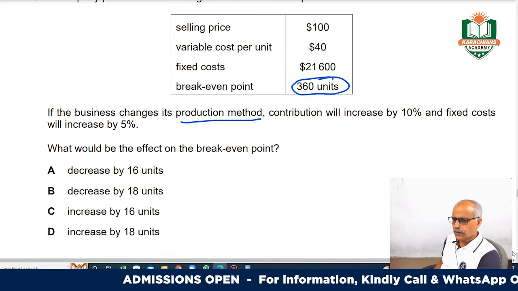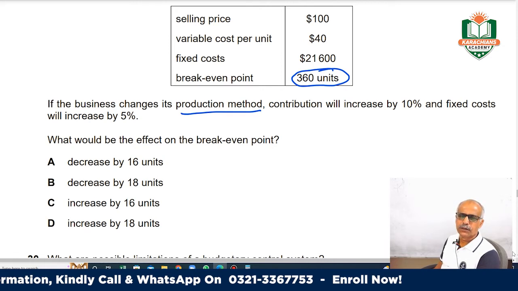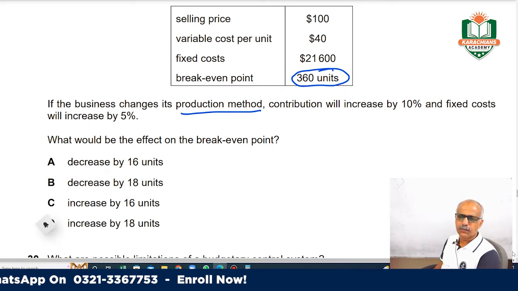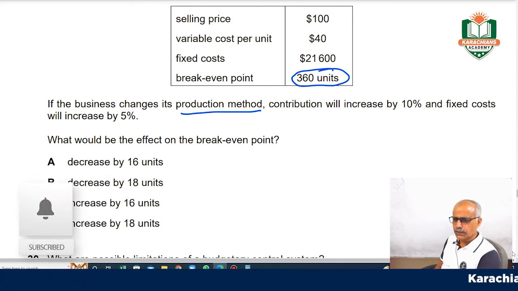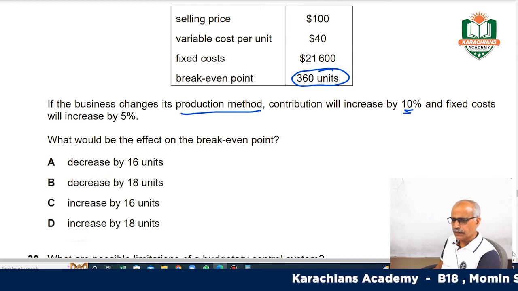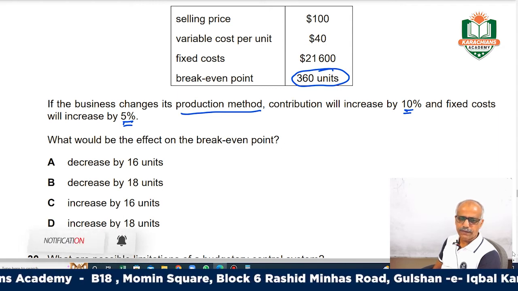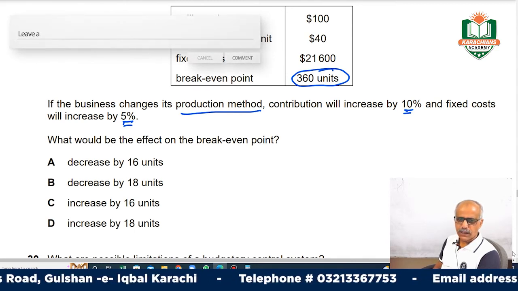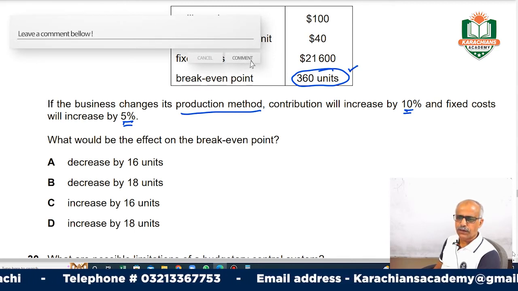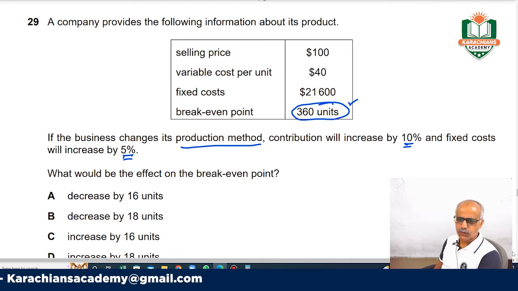increase. It is an efficient method which reduces the losses, and the production becomes more efficient where losses are minimized. So the contribution will increase by 10%, and fixed cost will increase by 5%. What would be the effect on the break even point? No issue at all. 360 units is already given, so we can calculate the revised break even with these two factors.